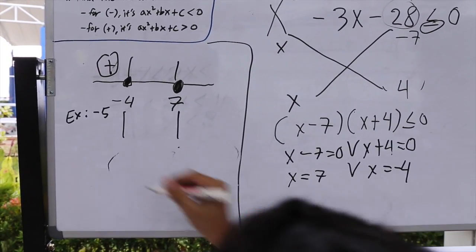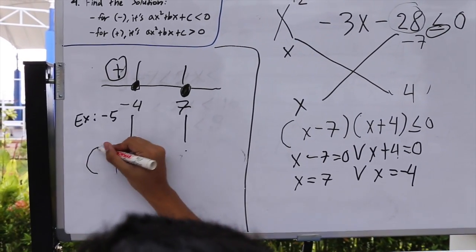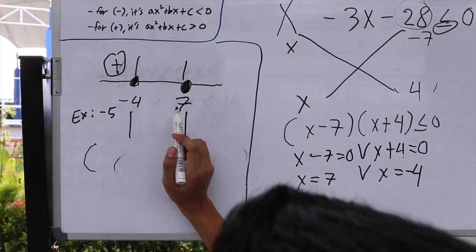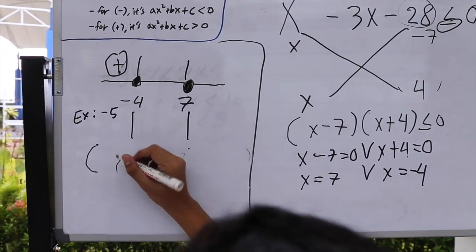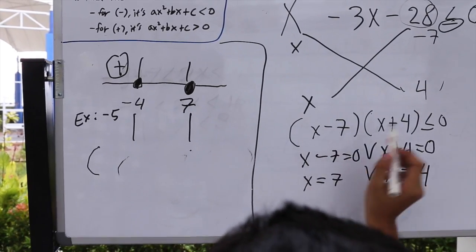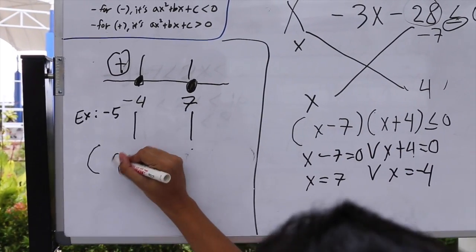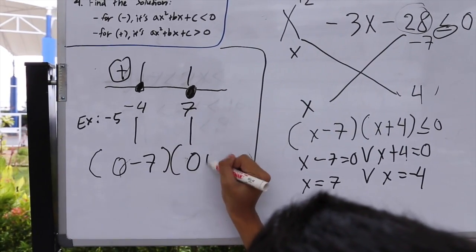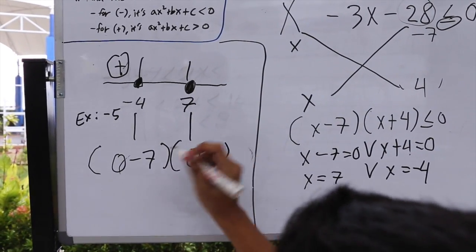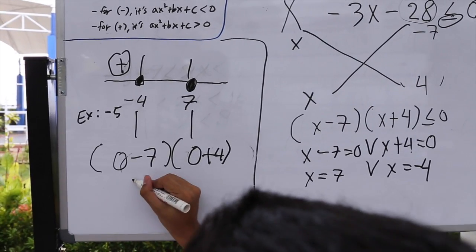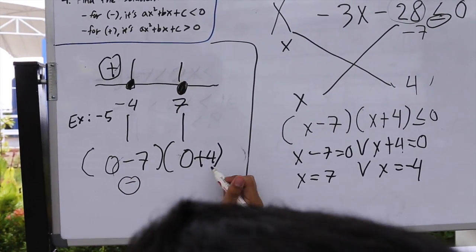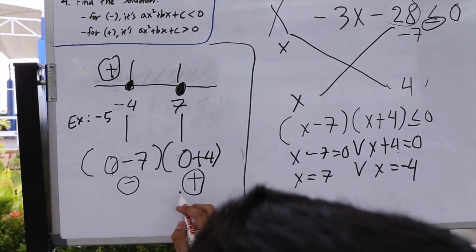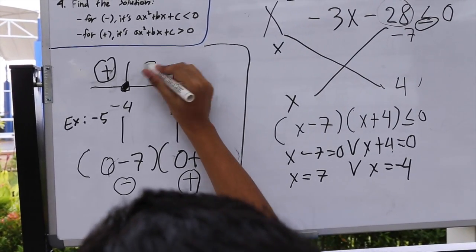The second, we must get a number between minus 4 and 7. As an example, 0, and we put it here: 0 minus 7 and 0 plus 4. 0 minus 7 is negative and 0 plus 4 is positive. So negative times positive is negative.